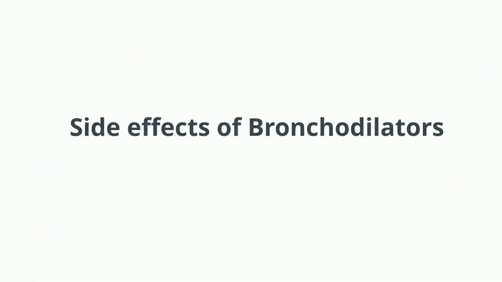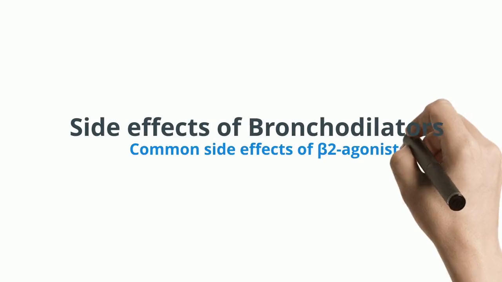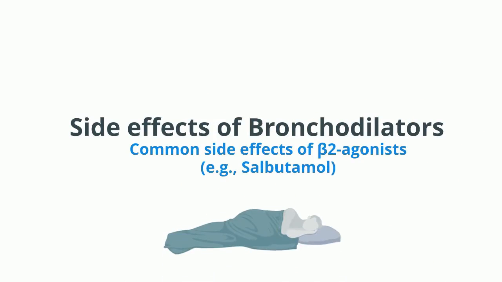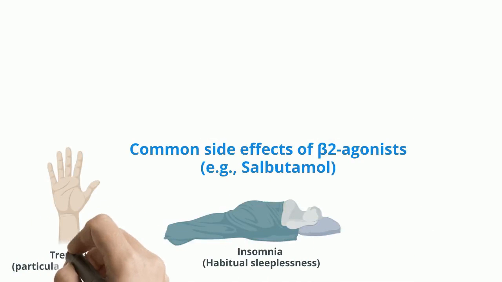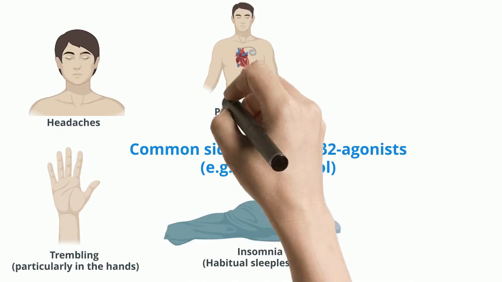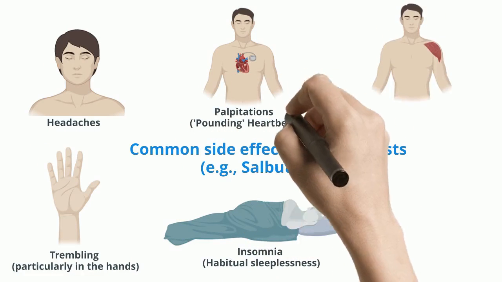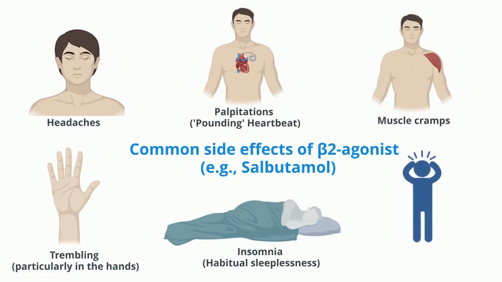Bronchodilators can give rise to a multitude of adverse side effects due to activation of the sympathetic nervous system. The common side effects of beta-2 agonists such as salbutamol can include insomnia or habitual sleeplessness, trembling, particularly in the hands, headaches, palpitations or sensations of a pounding heart, muscle cramps, and nervousness.